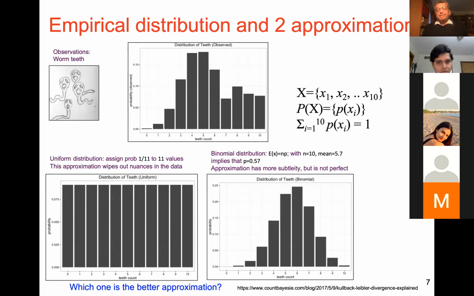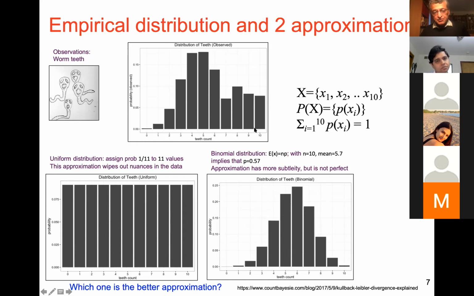Okay, let's now try and understand what is meant by an important concept in machine learning called Kullback-Leibler divergence. So we'll attack that in a very simple way. This is a fanciful example I came across in some statistics literature. It says a scientist is observing worms under his microscope, and the worms have teeth. Observations of worm teeth. And then he counts how many teeth each worm has.